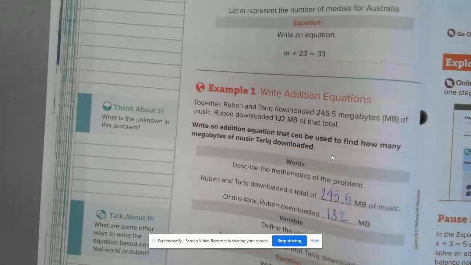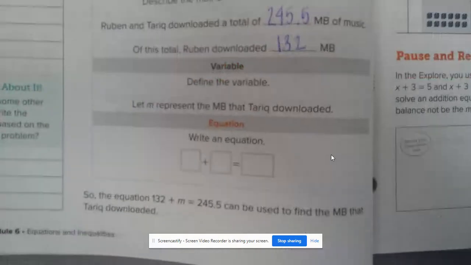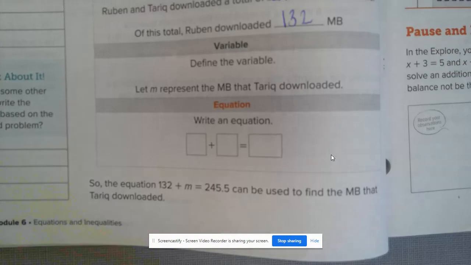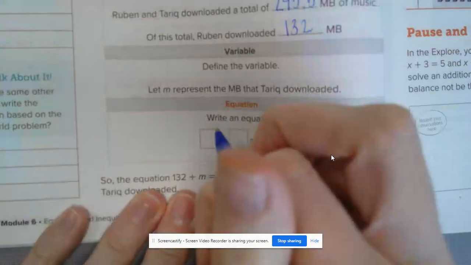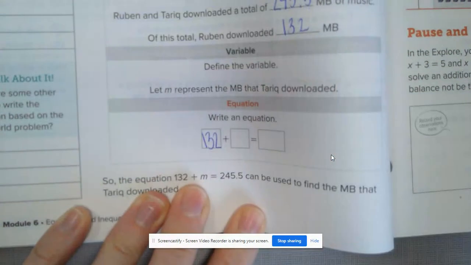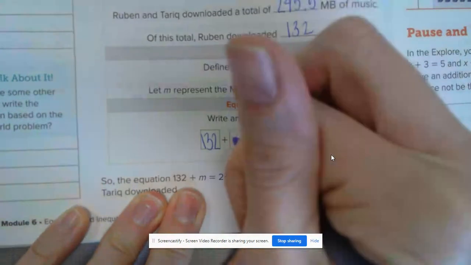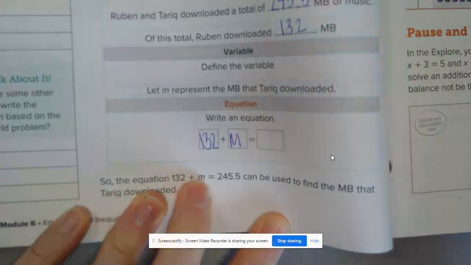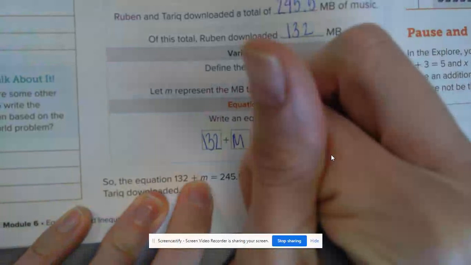The second step is to define the variable. We're going to let m represent the megabytes that Tarek downloaded. So now we can write our equation. Ruben downloaded 132. We do not know how many Tarek downloaded, so that will be m. But we know when we add them together, they had a combined total of 245.5.